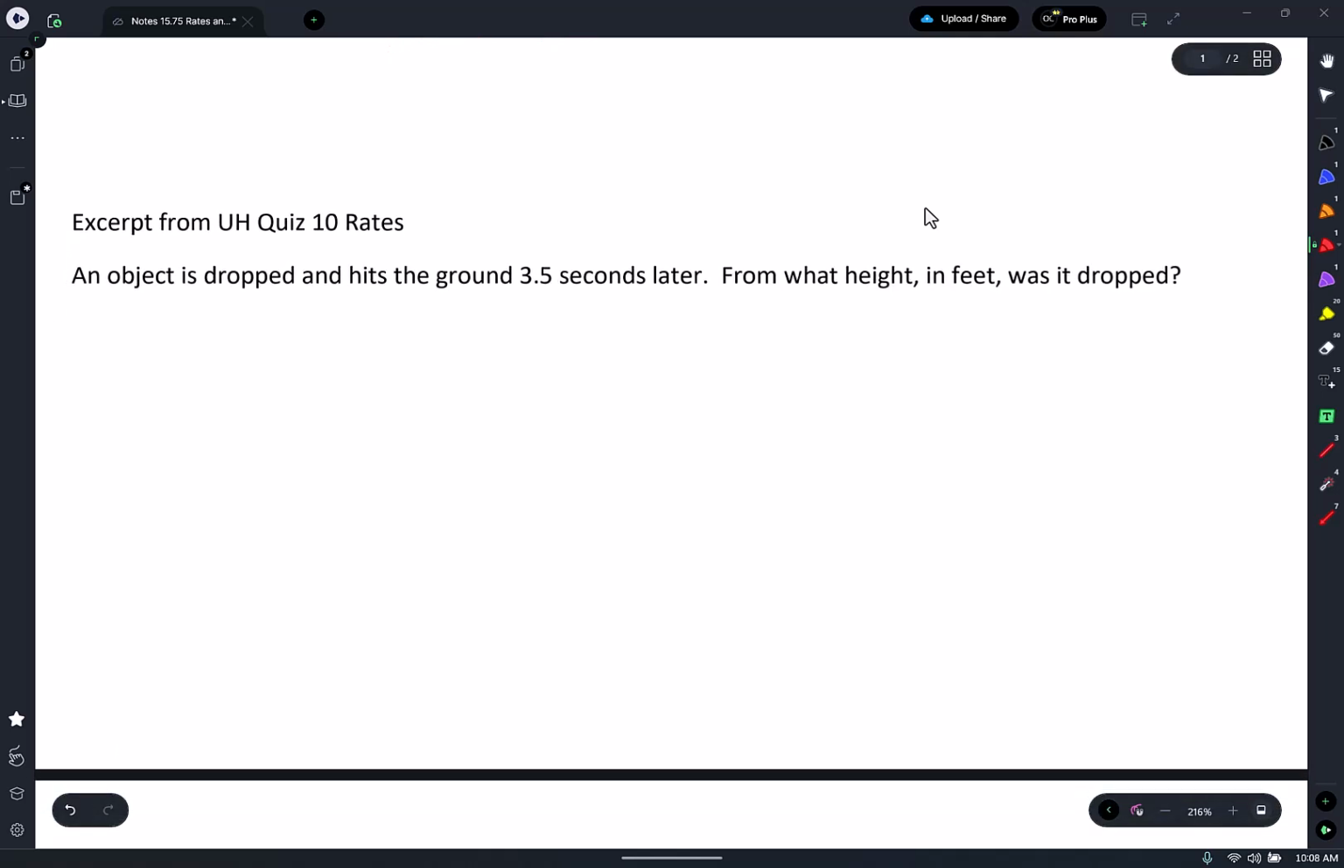Start with acceleration. We know the acceleration due to gravity is 32 feet per second per second. You can say 9.8 meters per second squared if it's set in meters, but it's set in feet, so 32 feet per second per second.